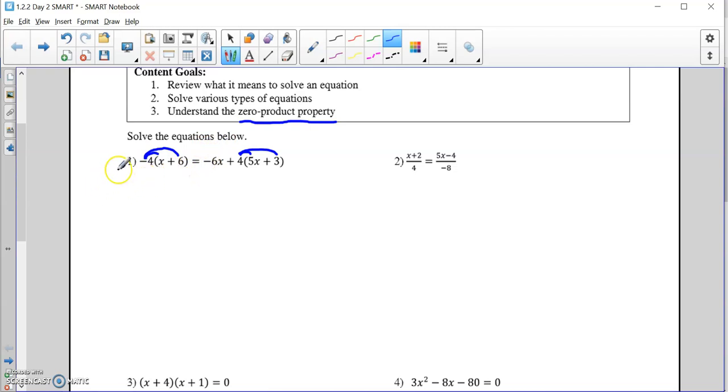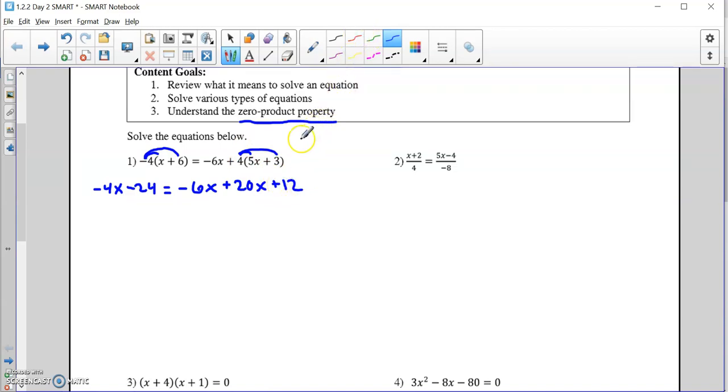So when we do that, and remember distributing involves multiplying, negative 4 times x is negative 4x. Negative 4 times 6 is negative 24. Okay, and that'll simplify the left side of the equal sign for us. And then on the other side, the negative 6x is just hanging out. But then here, we're going to do 4 times 5x, which is 20x, and then 4 times 3, which gives us 12.